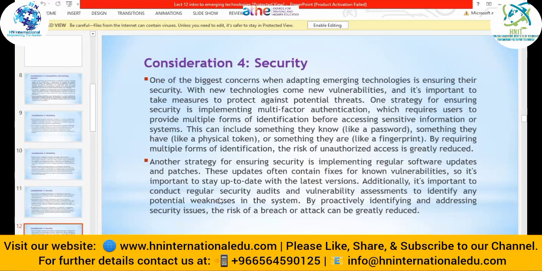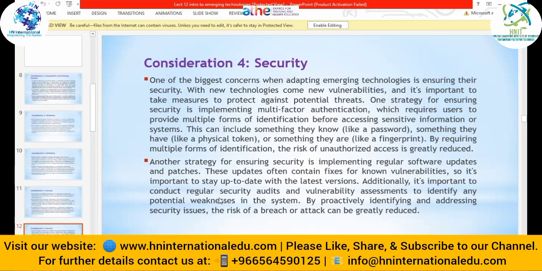One of the biggest concerns when adapting emerging technologies is ensuring their security. With new technologies come new vulnerabilities, and it's important to take measures to protect against potential threats. One strategy for ensuring security is implementing multi-factor authentication, which requires users to provide multiple forms of identification before accessing sensitive information or systems. Now, this can include something they know, like a password, something they have, like a physical token, or something like a fingerprint. By requiring multiple forms of identification, the risk of unauthorized access is greatly reduced.